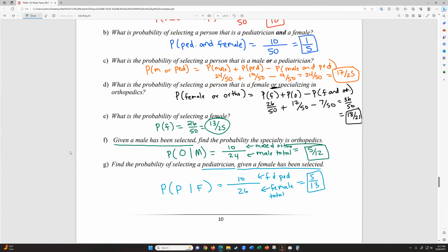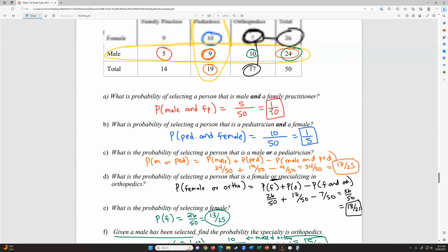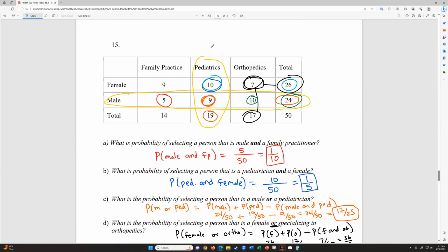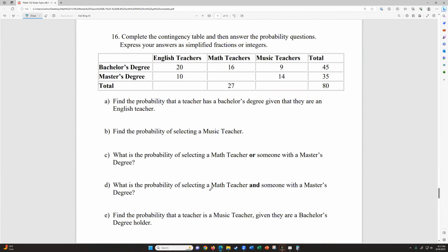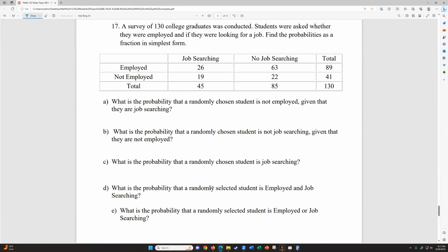Okay, so that's how you do the conditionals. They stay completely in a row or completely in a column, because you can only use the total value of the group that we already have selected, which is the given part. All right, let's do, I think we have 3 more, sorry.